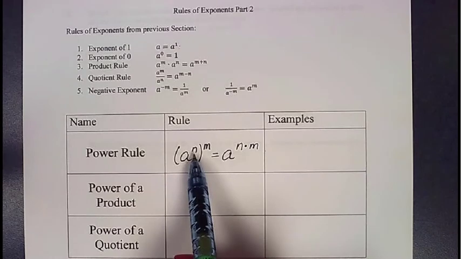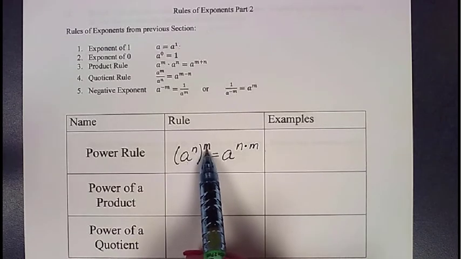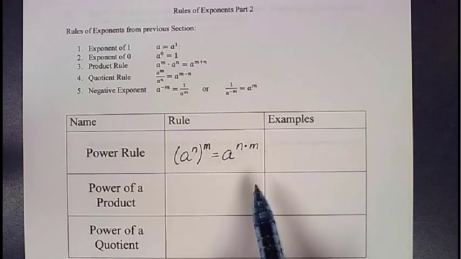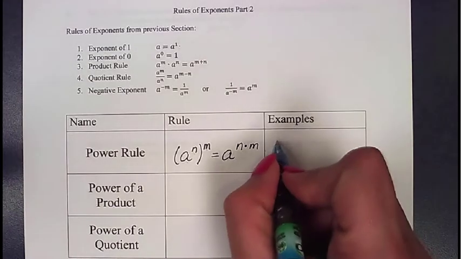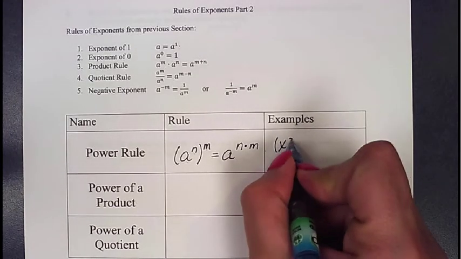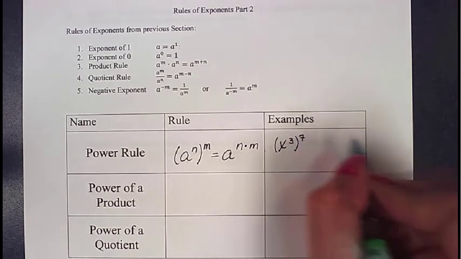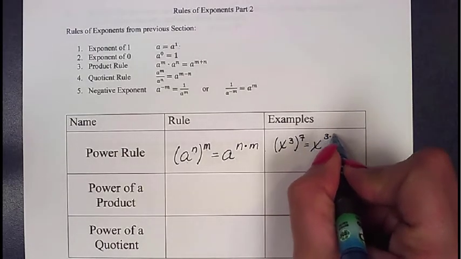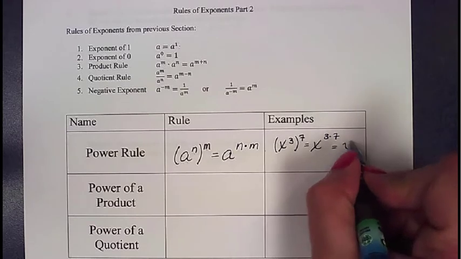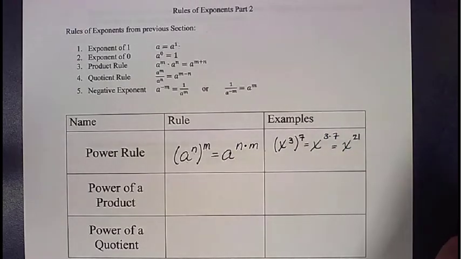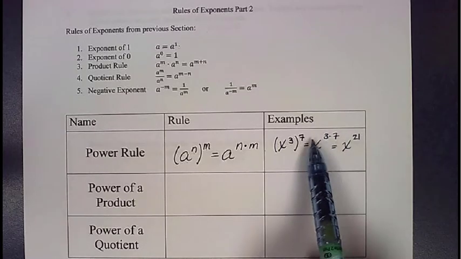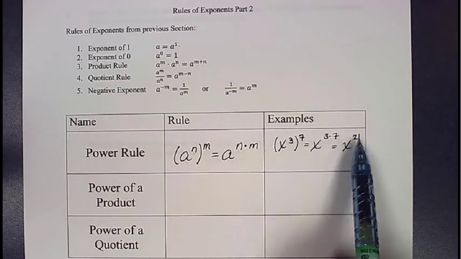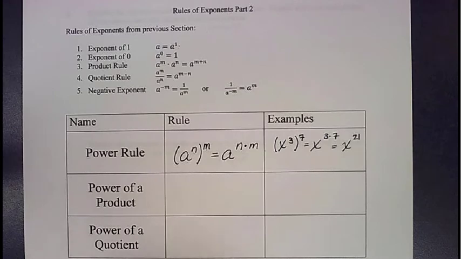So again, if I have a power raised to an additional power, then we take our exponents and multiply them. So for example, if I have x to the third and I raise that to the 7th, this would be x to the 3 times 7, which would be x to the 21st. And you don't have to write that out all the way every time. I just want you to see again that with a power to a power, we multiply them together to get the 21.